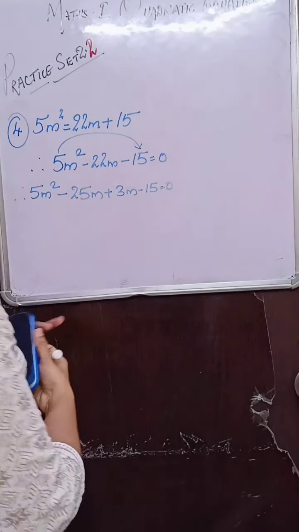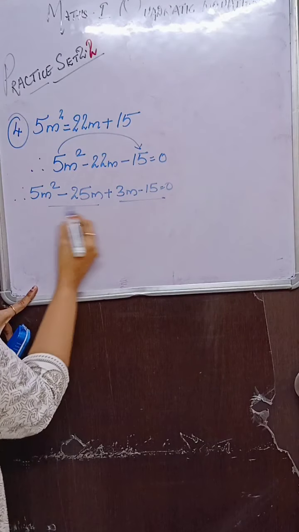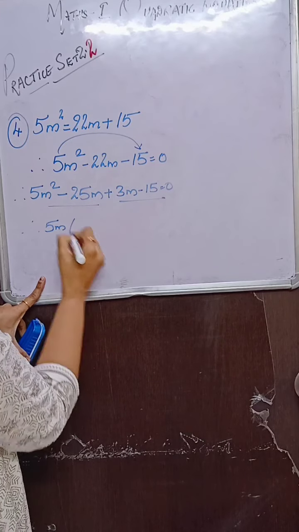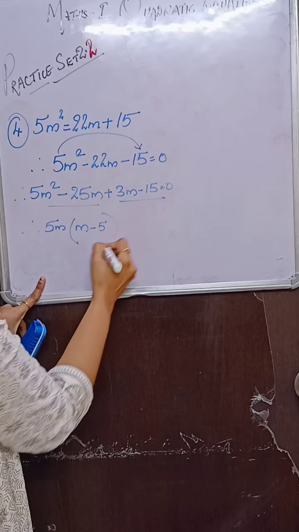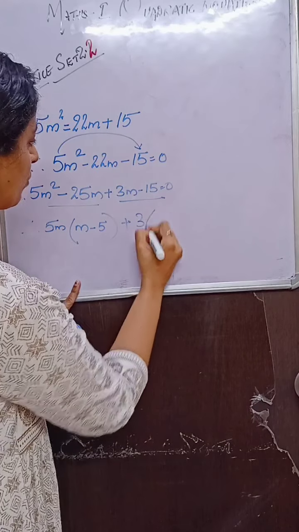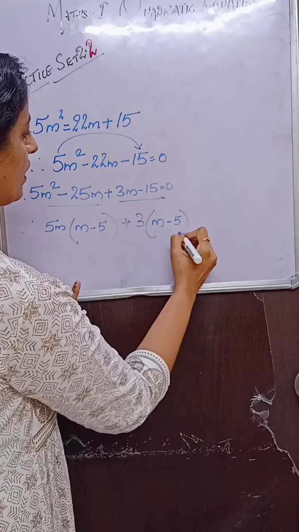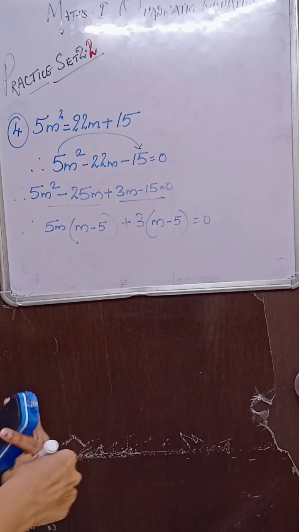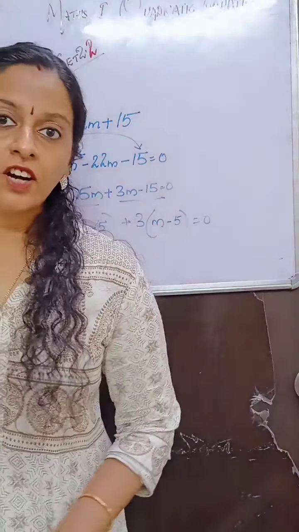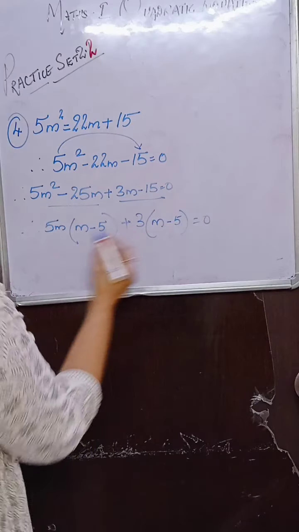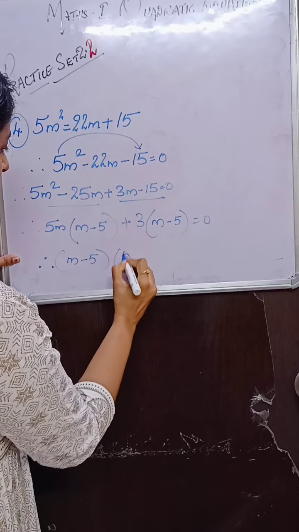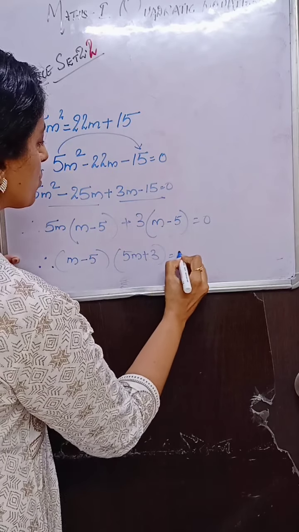Calculation I erased off. Now we will make group of 2. From these two, what you can take common? 5 and 1 m. So 5m common. What remains here is m minus 5 plus, from these two, again now you can take 3 common. What remains is m minus 5 equal to 0. So once you see m minus 5 coming same, you can assure that your sum is correct. Factors are correct. I'll take it out and write. This will be m minus 5 multiplied by 5m plus 3 equal to 0.